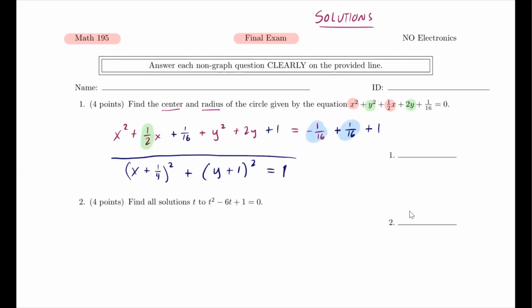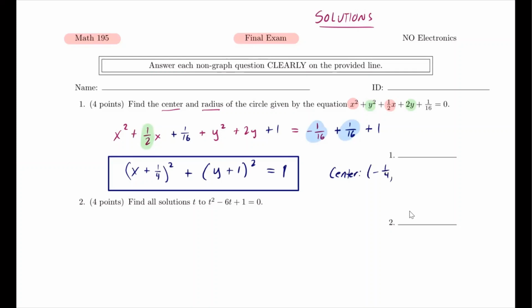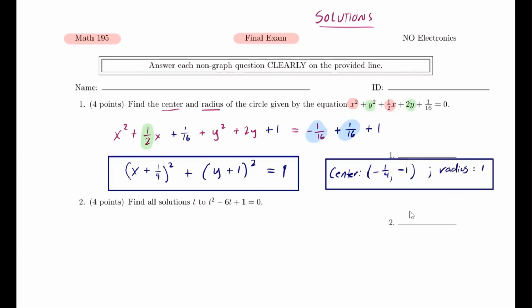So there you have the equation in standard form of a circle. So now we can identify what the center is. The center would be negative 1/4, comma, negative 1. That would be the x and y coordinates. And the radius of the circle would be 1. So there you go. This is the information we were after for this problem. All right, moving on to the next problem.